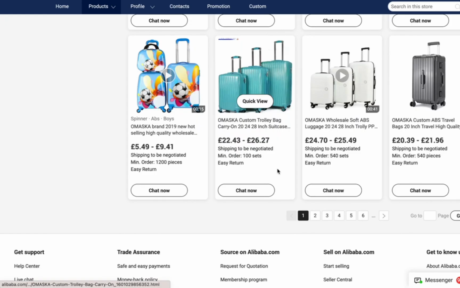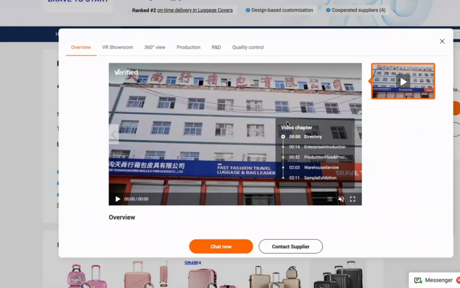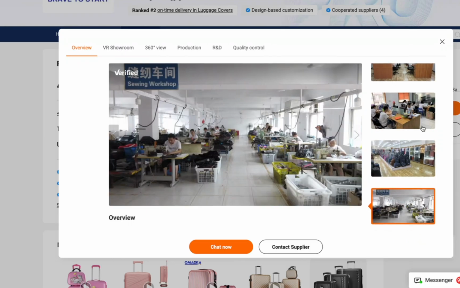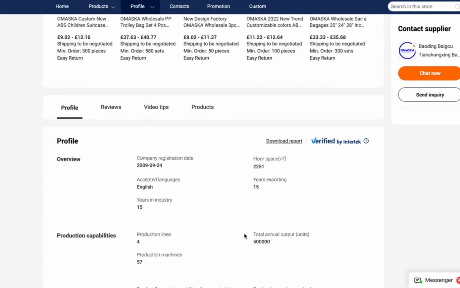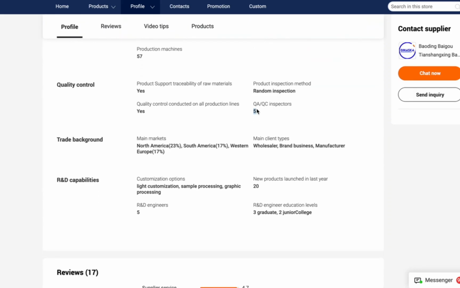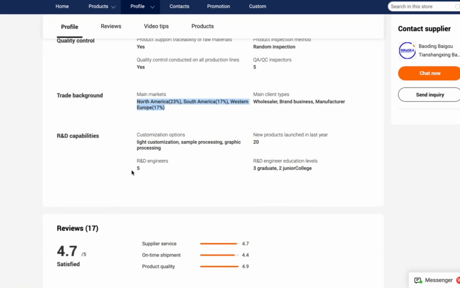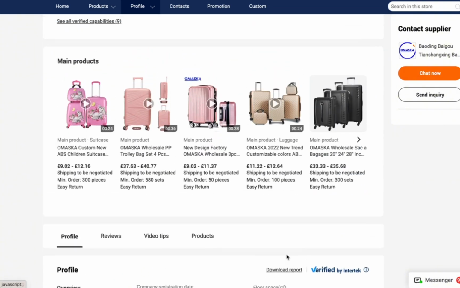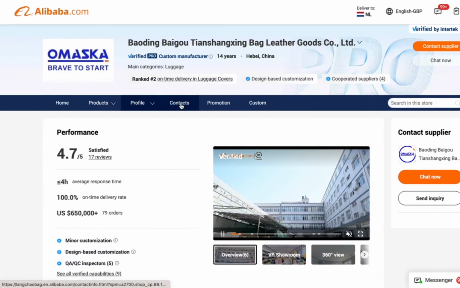We move to their company profile and review photos and videos of their production facilities, warehouses, and showroom. They have passed an audit by Intertek. They have over 2,000 square meters of registered floor space, 5 people responsible for quality control, and 25% of their total production is exported to America. Also, we see that they have 5 people in R&D department. Overall, I'm impressed. I think it's worth contacting them.